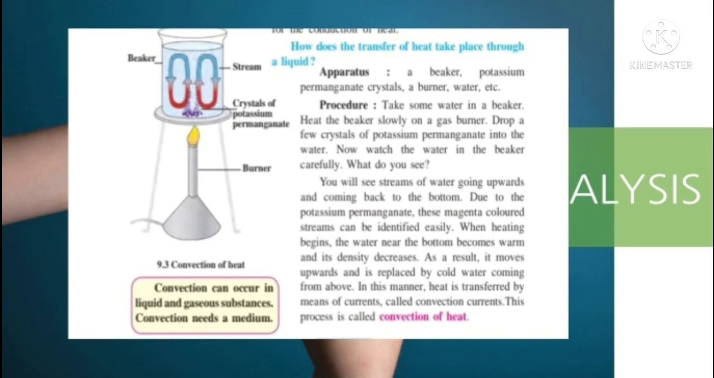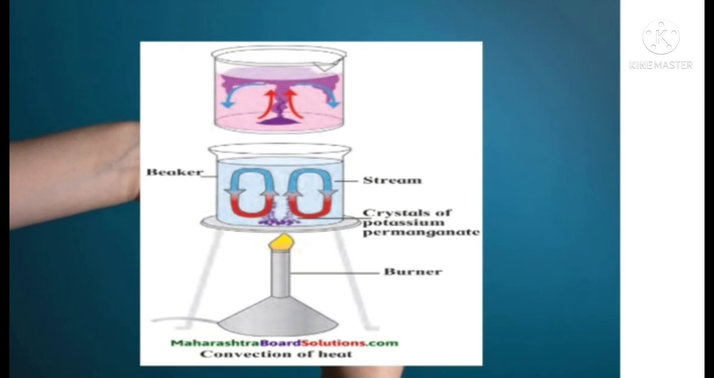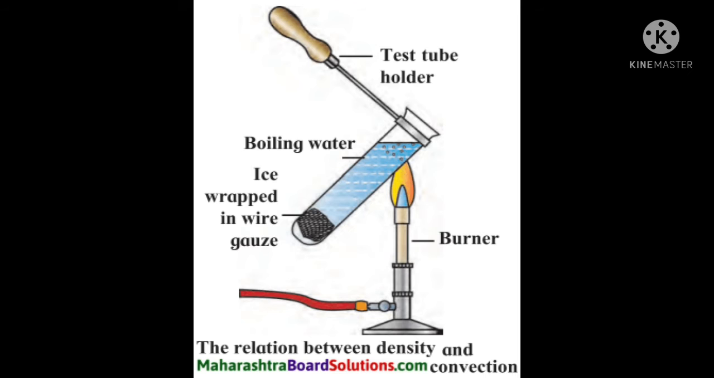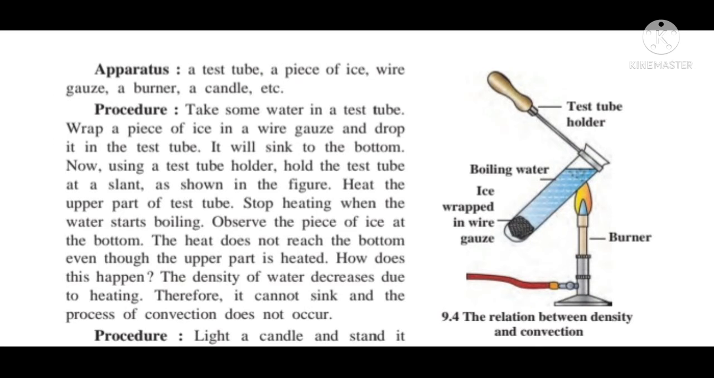When heating began, the water near the bottom became warm and its density decreased. As a result, it moves upward and replaces the cold water coming from above. In this manner, heat is transferred by means of currents called convection currents. This process is called convection of heat.